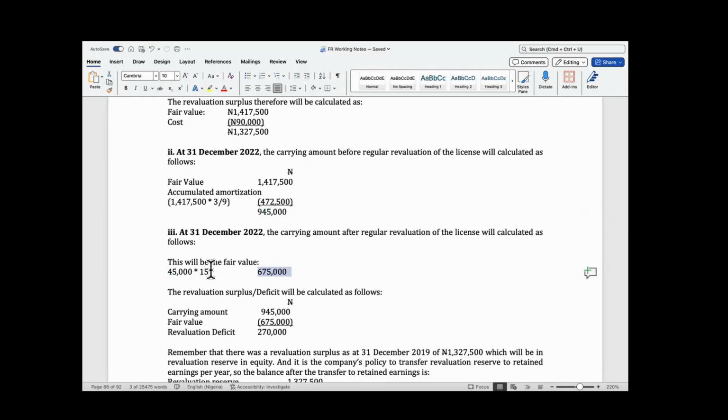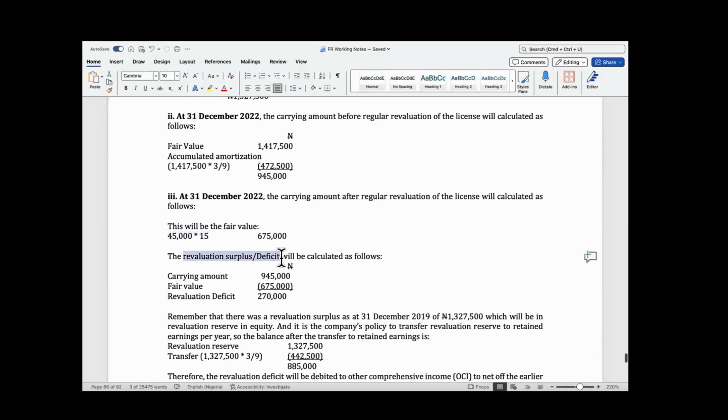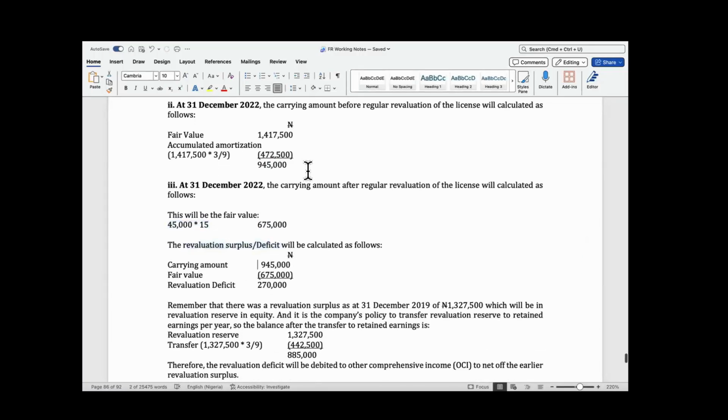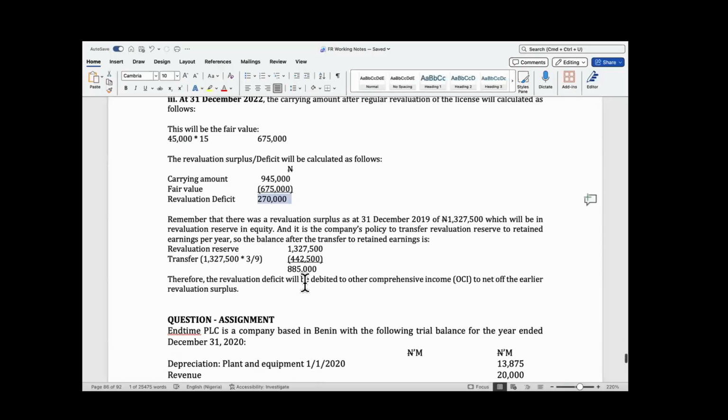So is that straightforward? I then get a revaluation surplus or deficit, which compares the carrying amount as at December 2022, which is 94,945, with the fair value. In this case, the fair value is lower, so we have a deficit. Remember that there was a revaluation surplus as at 2019, which will be in reserve in equity. And it's the company's policy to transfer the reserve to retained earnings. So the balance after the transfer, they will have transferred for 3 years. The transfer is per annum, right?